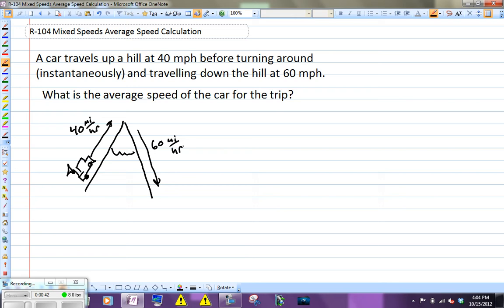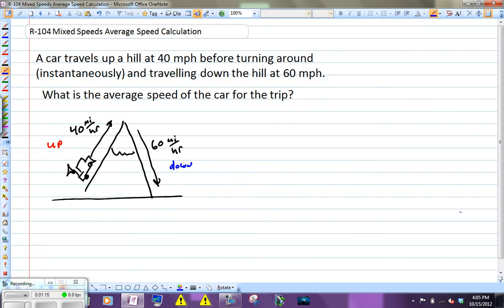Most people's inclination is to say 50 miles an hour, halfway between, average the two numbers. It turns out it's not 50 miles an hour. And the reason it's not 50 miles an hour is that you spend more time going up the hill at 40 miles an hour than you do going down the hill at 60 miles an hour. So how are we going to figure this out? We're going to figure this out by breaking this problem into two parts. So you have an up part and you have a down part.